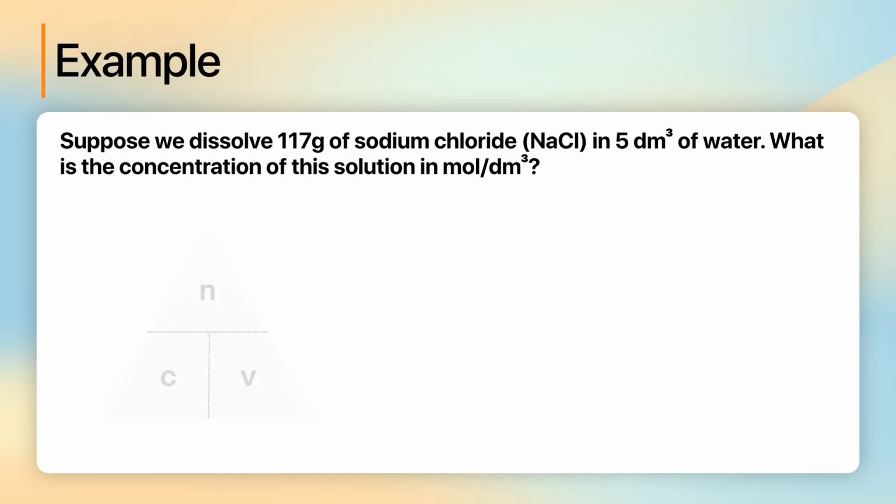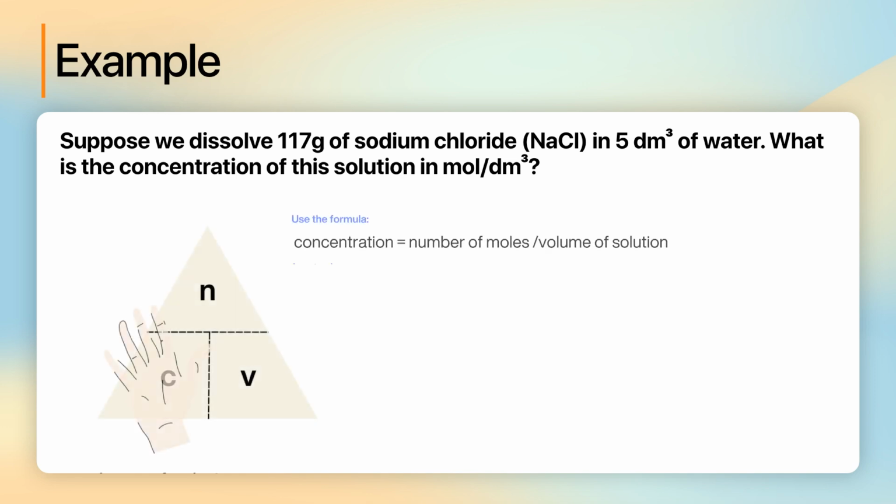Now, let's use the triangle. We can see that concentration equals number of moles divided by volume. Then plug in the values into the equation. Concentration equals 2 moles divided by 5 decimeters cubed. So, the concentration of this solution is 0.4 moles per decimeter cubed. By using the formula, you can easily calculate the concentration of any solution given the volume and number of moles of solute. This is a fundamental technique in quantitative chemistry that allows chemists to prepare solutions with precise solute amounts.